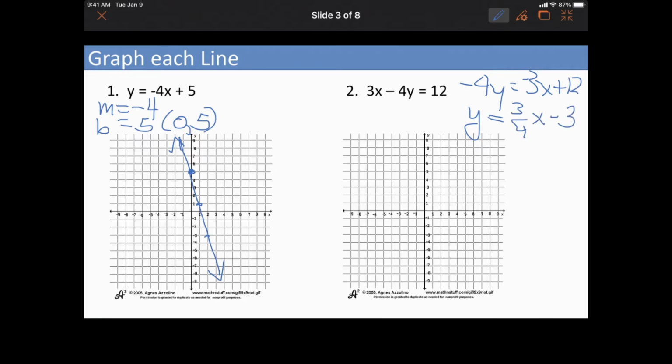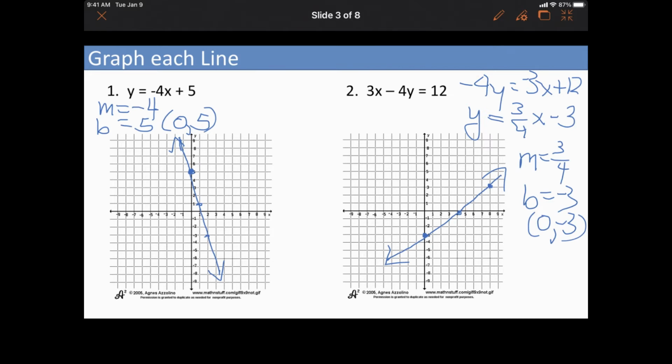All right, so I can see my slope is 3/4, and my y-intercept is -3. So slope is a ratio, so it's 1, 2, 3, and 4. 1, 2, 3, 1, 2, 3, 4. Our slope is positive, and you can see that it is going up. My graph matches that.